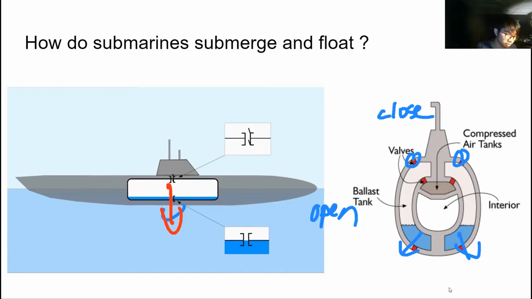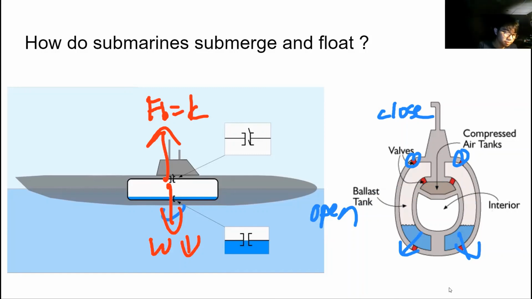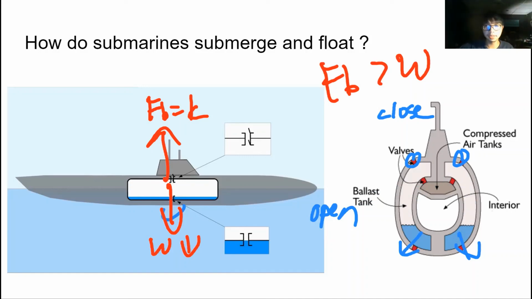And the weight acting downwards will decrease, but the buoyant force remains constant. As a result, the buoyant force will exceed the weight, and the submarine will float back to the surface. So as you can see here, how the submarine submerges and floats is just the opposite of each other. So in order to remember how a submarine does this, you just need to remember one of them, and the other one is just the opposite of it.